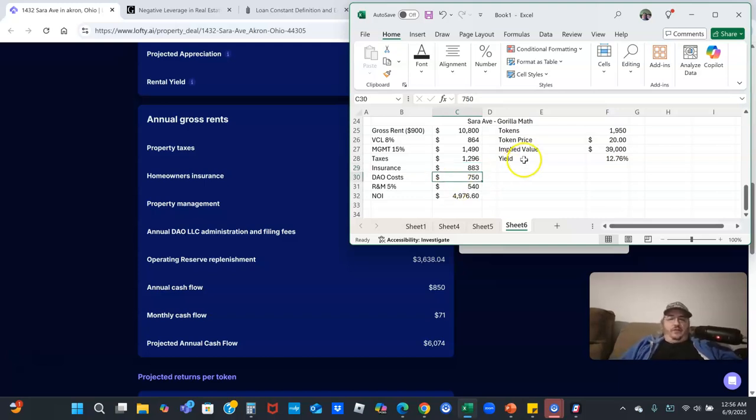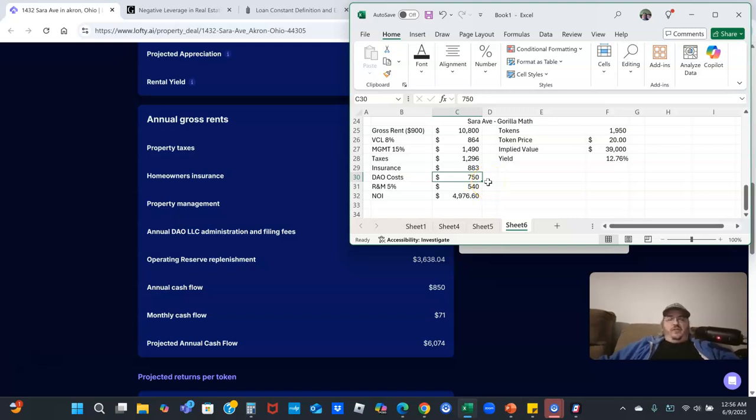DAO cost is $750. This is something that every single DAO has annually. It's for their administration and filing fees. They talked about this got increased to this amount once they did the consolidated tax statements, which I don't know. I mean, I feel like it's pretty terrible because those tax statements were horrible, but we're paying this amount.